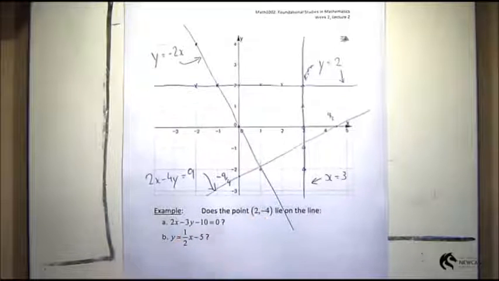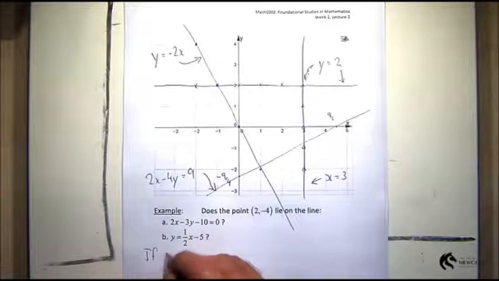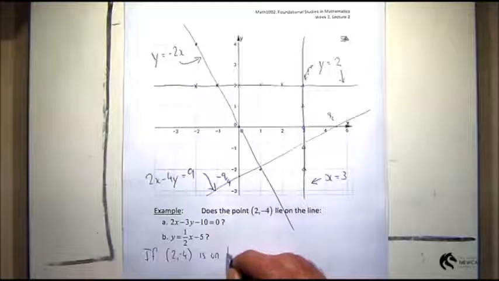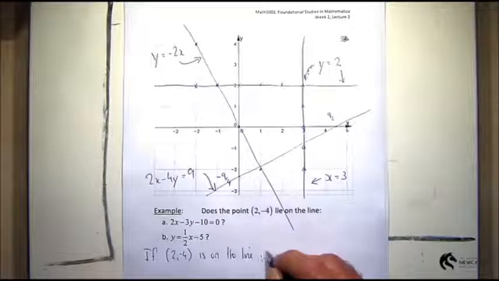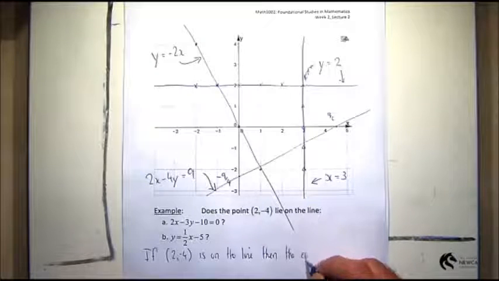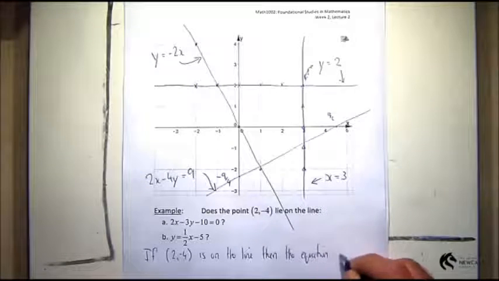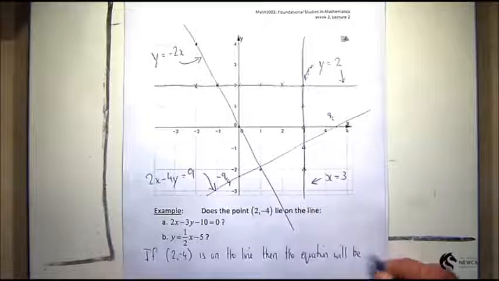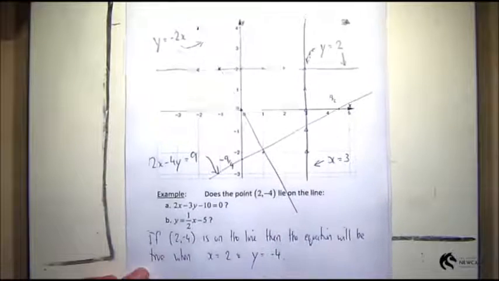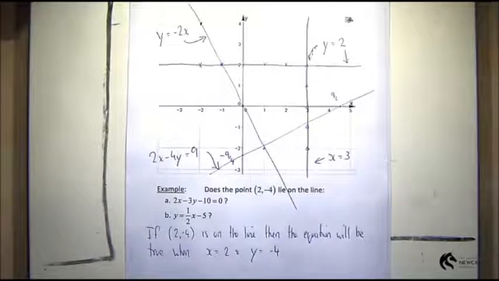So I can say, if 2, minus 4 is on the line, then the equation will be true when x is equal to 2 and y is equal to minus 4. That's our interpretation.